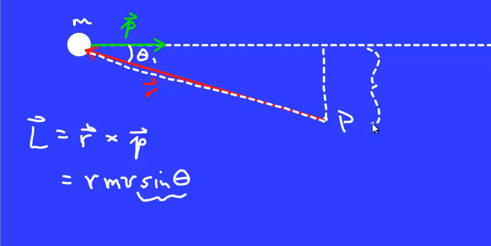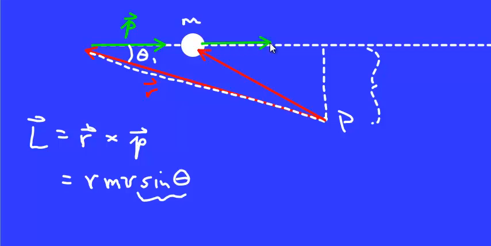Let's imagine now that the ball is at some later point, let's say it moves to here. Okay, so now we have to draw a new position vector. I didn't state this, but we're going to say that the momentum is the same. The momentum hasn't changed, moving at some constant velocity. So if we now draw that, you're going to see that the position vector has changed, but the linear momentum is the same.